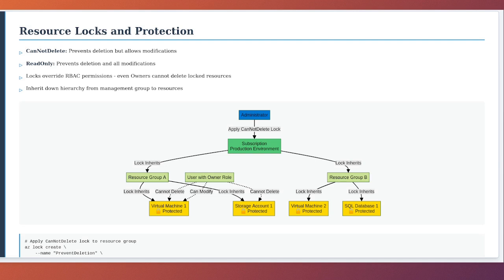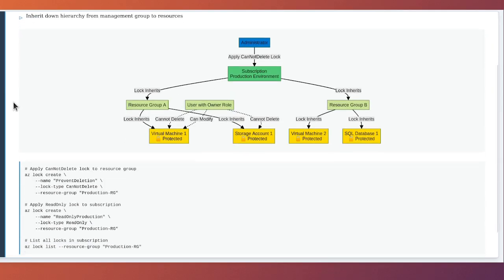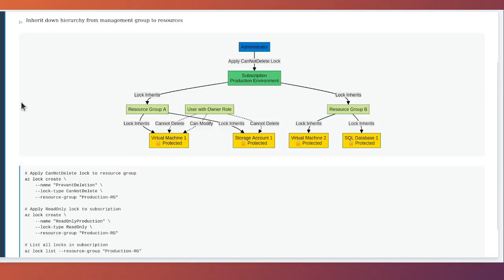There are two types of locks: cannot delete and read-only. A cannot delete lock prevents deletion of the resource but allows modifications. A read-only lock prevents both deletion and any modifications to the resource. These locks apply regardless of RBAC permissions. Even if you have owner role on a resource, you cannot delete it if a cannot delete lock is applied. This creates a separate authorization layer specifically for protecting resources. The diagram illustrates the lock inheritance hierarchy in Azure.